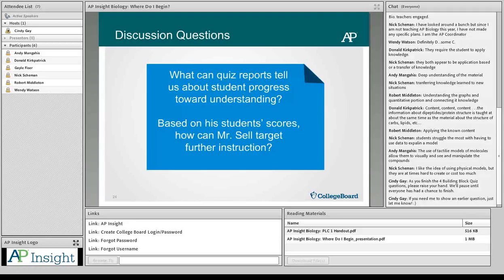And so, what do these quiz reports tell us about student progress? Based on his student scores, what should Mr. Sell do to target further instruction? I'm curious because there's a wealth of resources and experience in the room. If those were Mr. Sell's scores, 3 kids got a 4 out of 4, 4 kids got a 3 out of 4, and 3 kids got a 2 out of 4, what would you suggest that Mr. Sell do next? I'll pause to give you some space to type in the chat box. What should Mr. Sell do?